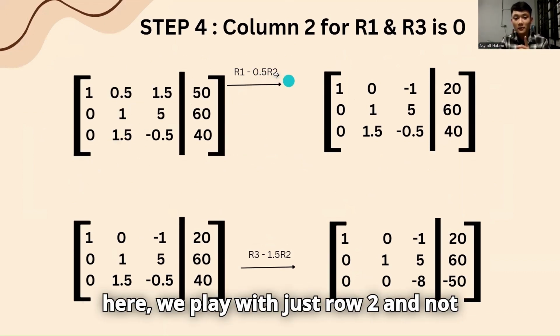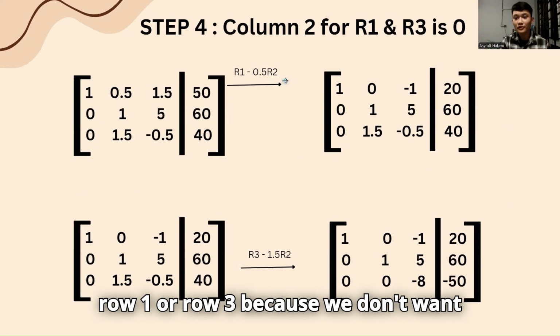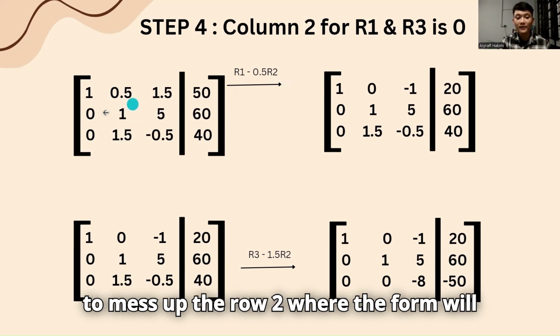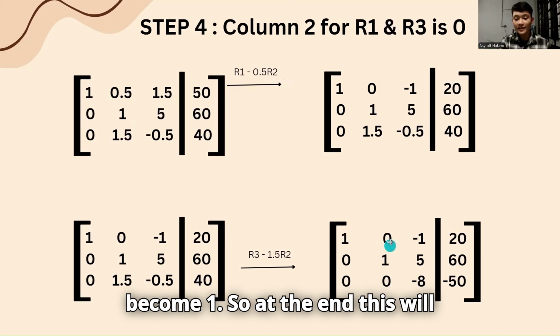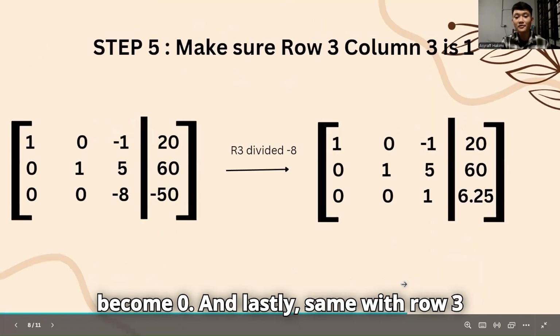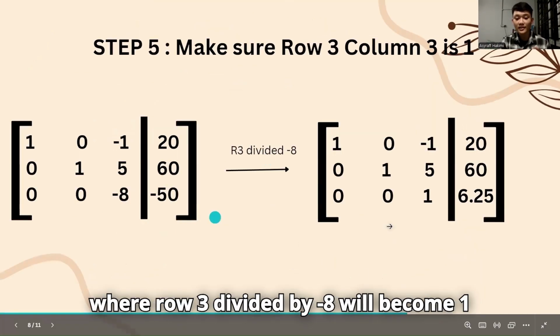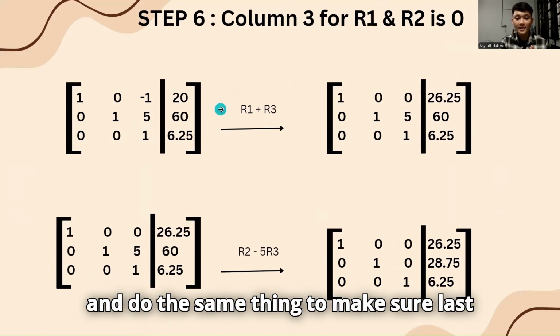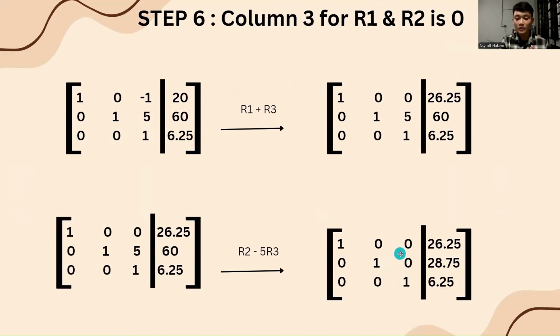Like you can see here, we play with just row 2 and not row 1 or row 3, because we don't want to mess up row 2, where the form will become 1. So at the end, this will become 0. And lastly, same with row 3, where row 3 divided by negative 8 will become 1. And do the same thing to make sure the last one will become 0.